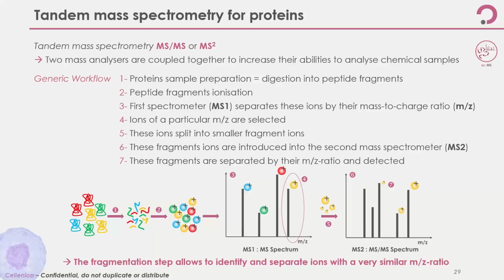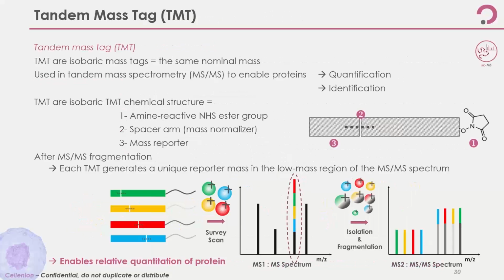Using this second step of fragmentation allows us to identify and separate ions with a very similar mass-to-charge ratio.